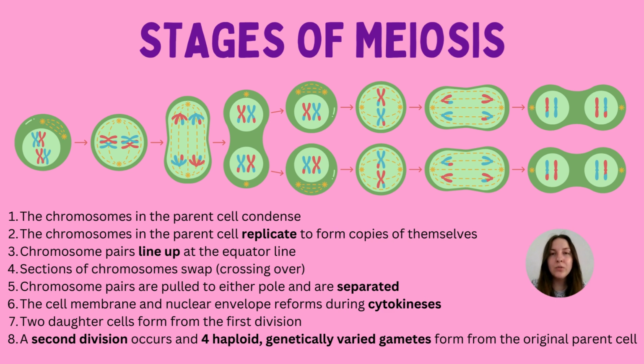Now, after this, we also have a second division where those cells that are created divide again. So we end up with four separate cells that we call daughter cells, and these are all haploid. So they have half the genetic information. They are either all sperm cells or all egg cells. And as a result of that crossing over stage, they will all be genetically different to one another. And that is a great thing because it helps with variation and evolutionary traits.